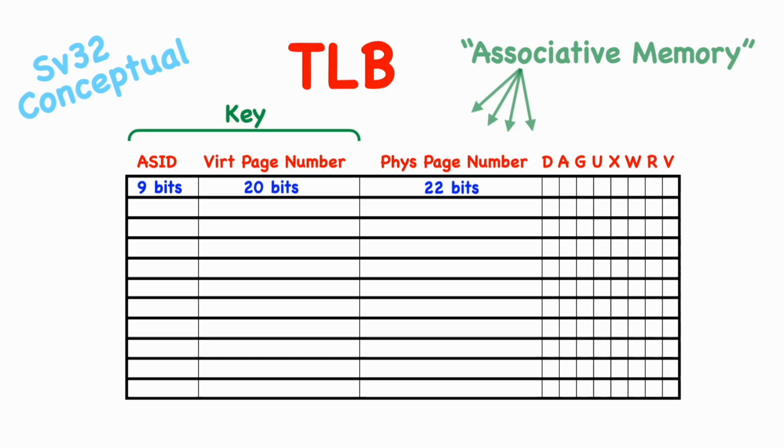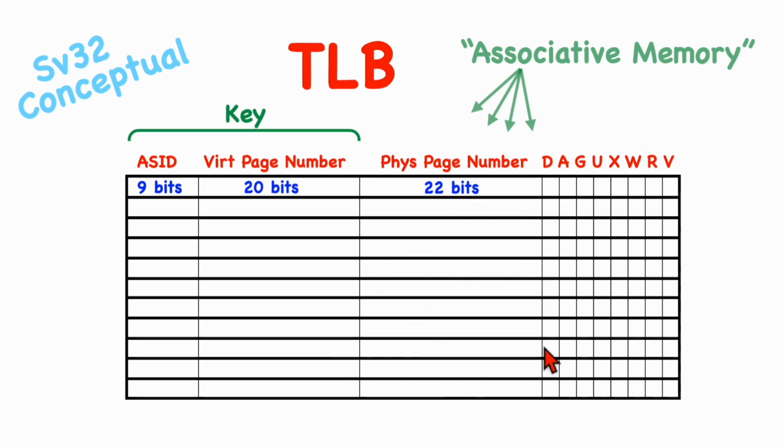Now, I've actually implemented a translation Lookaside buffer very much like this in Verilog, so I can say that while this TLB is purely conceptual and fictional, it is nonetheless realistic, and it would be workable. So first of all, the TLB is an associative memory.